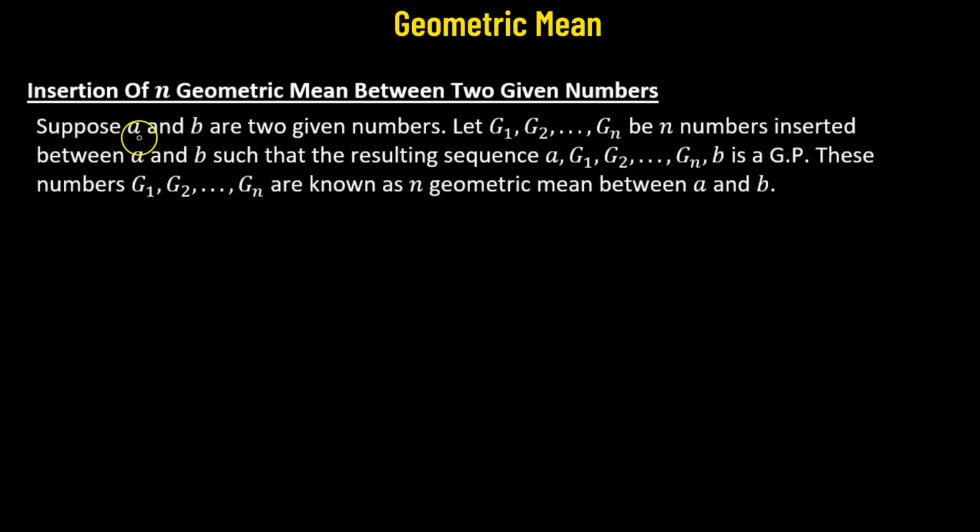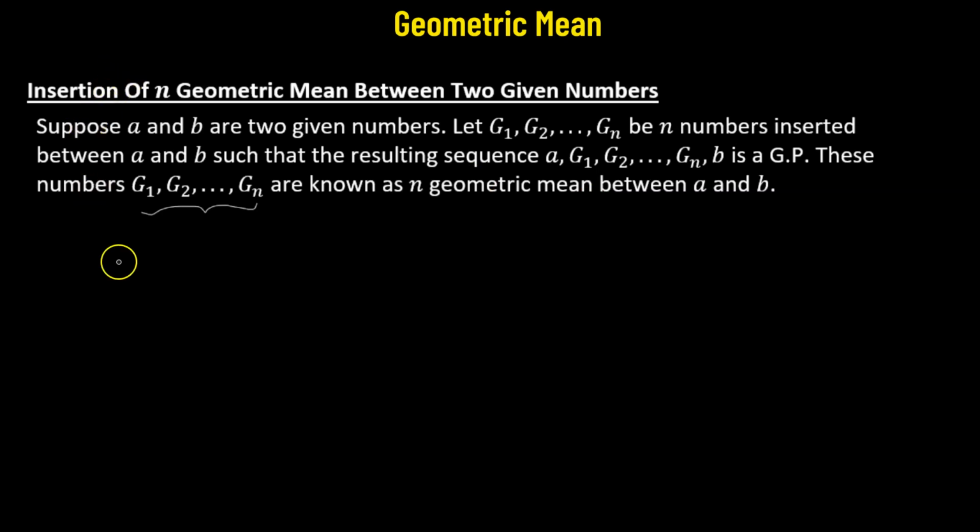Suppose we have two numbers a and b, and we are going to introduce n numbers which are represented by g1, g2 all the way up to gn. So there are n terms. We're going to insert this sequence inside a and b, such that the resulting sequence, where the first term is a, the last term is b, and between a and b we have inserted these n numbers, is a geometric progression. Then these numbers, the ones that we introduce between a and b, are referred to as n geometric means between a and b. Now let's try to understand this idea.